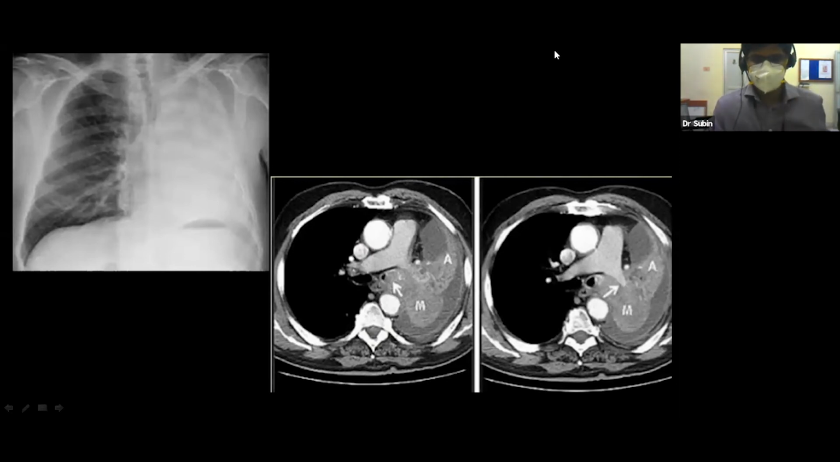No idea. Okay. Left lung collapse. Yes, that's very good. That's a very good thing. Pleural effusion. Excellent. Okay. So there is definitely some collapse.